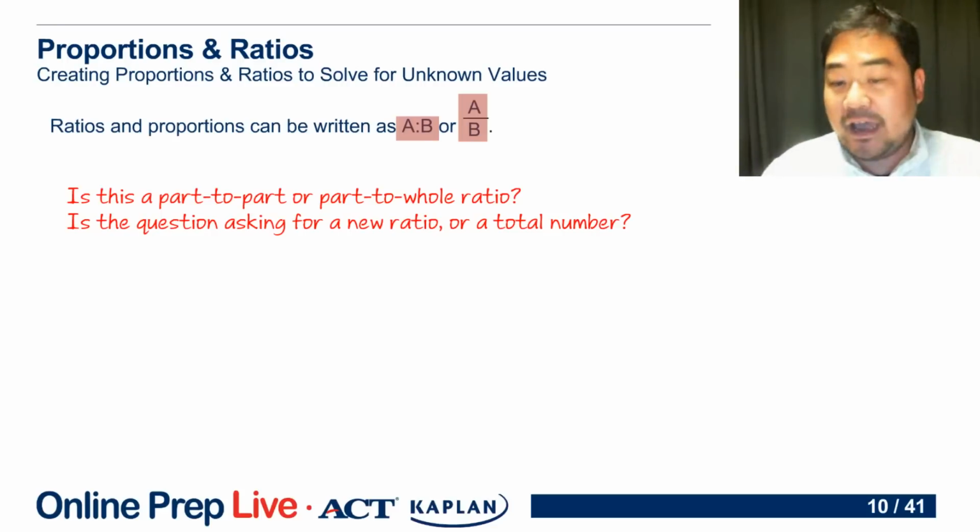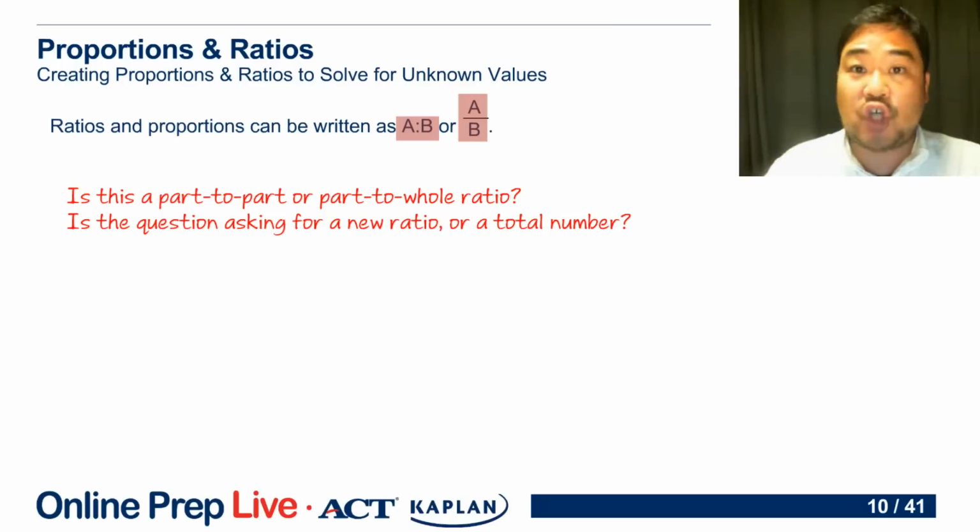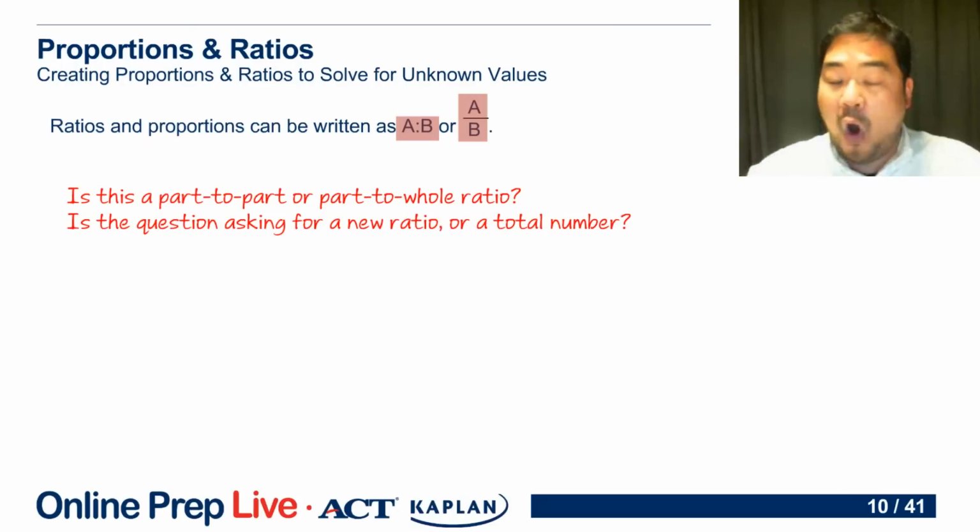For instance, are they talking about the number of dogs to cats, or are they talking about the number of dogs to pets? Because pets would be counting all of them, right? All of the different animals. And then secondly, is the question asking for a new ratio or is it asking for a total number?